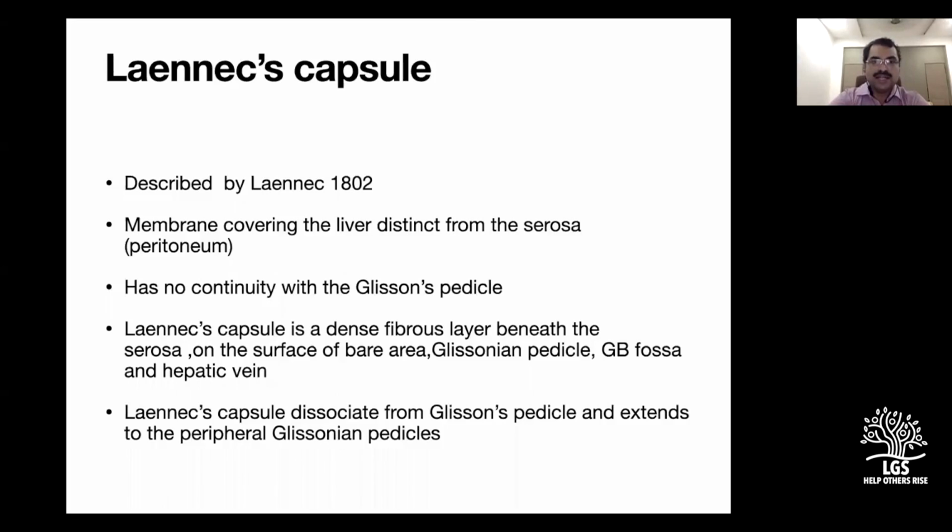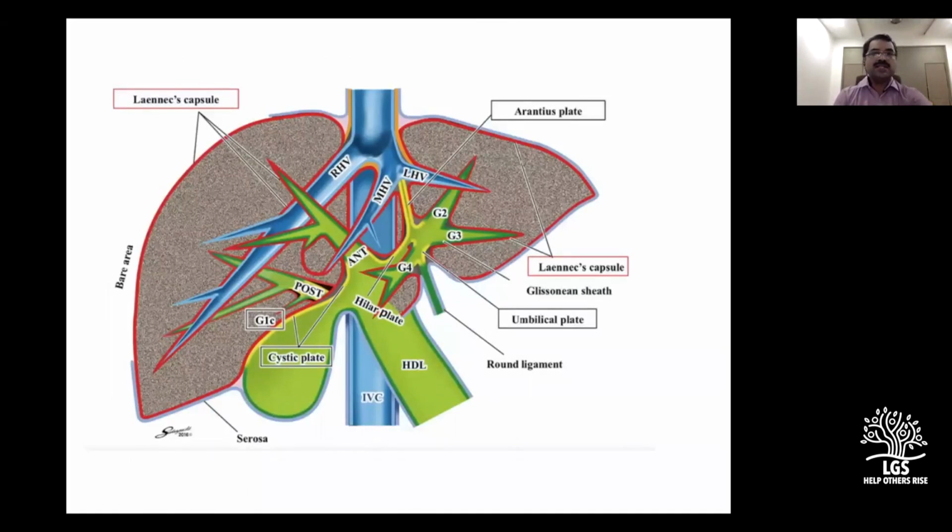And this Laennec capsule is a dense fibrous layer beneath the serosa on the surface, on the bare area and on the Glissonian pedicle. It is seen everywhere, and it actually dissociates from the Glisson's pedicle and extends to the peripheral Glissonian. So this is the Laennec capsule which I was describing. The red line represents the Laennec capsule. You can see it extends into the liver, and it actually separates the Glisson's capsule from the parenchyma.